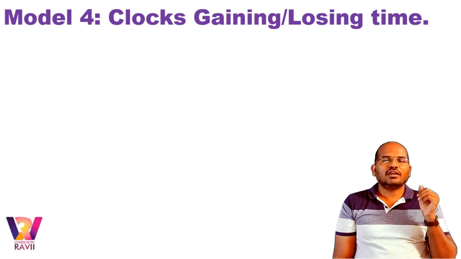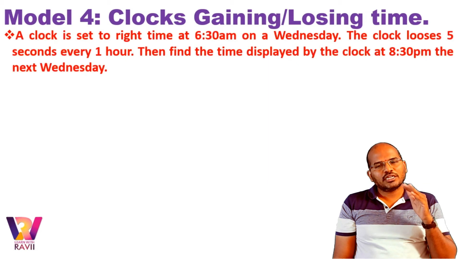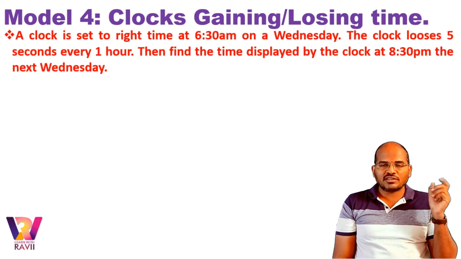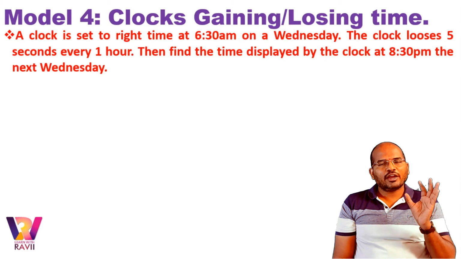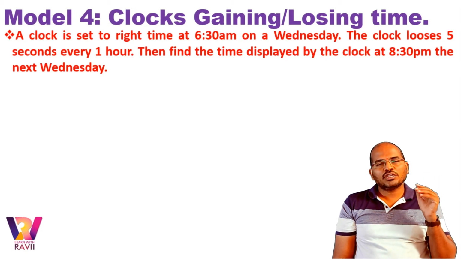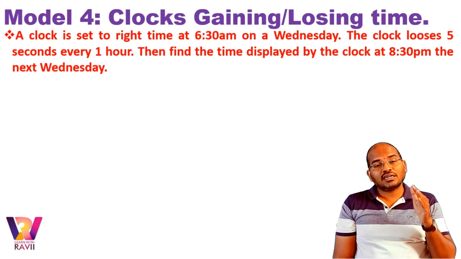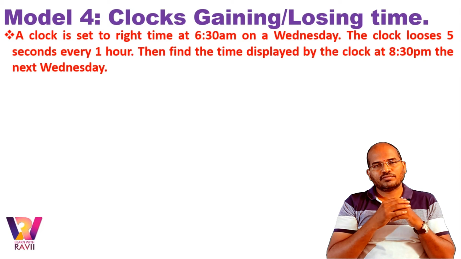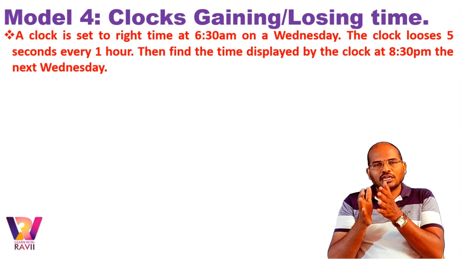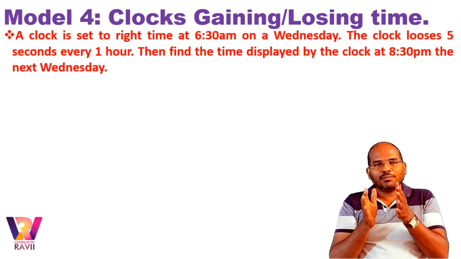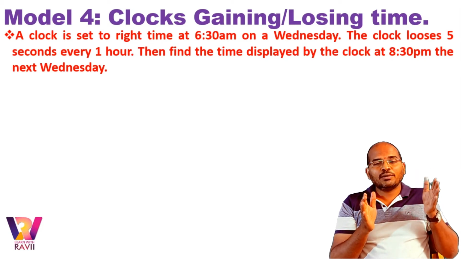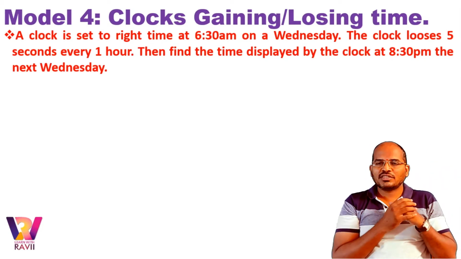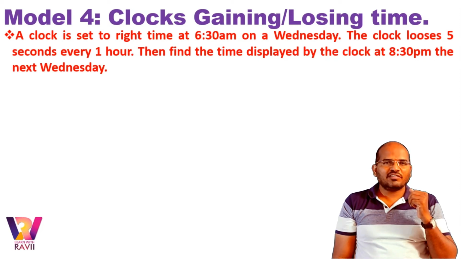Clear? Now moving ahead with the next example. A clock is set to the right time at 6:30 a.m. on a Wednesday. On a Wednesday, a clock shows 6:30 and the clock loses 5 seconds every 1 hour. Please keep it in mind. Then find the time displayed by the clock at 8:30 p.m. on the next Wednesday. And he gave us that the clock loses 5 seconds every 1 hour.